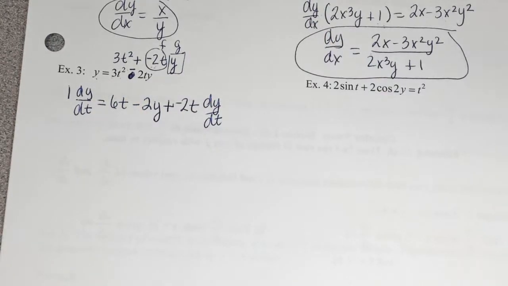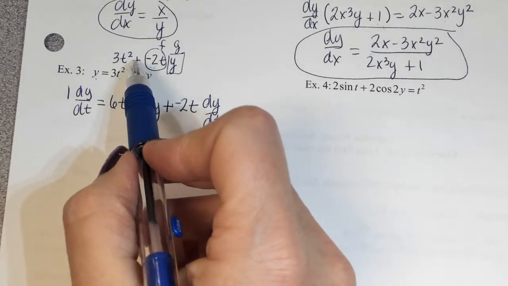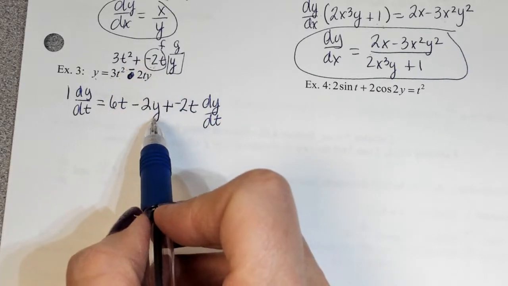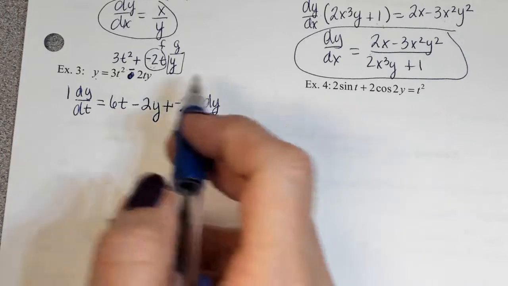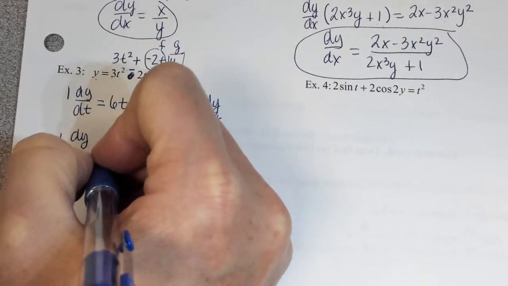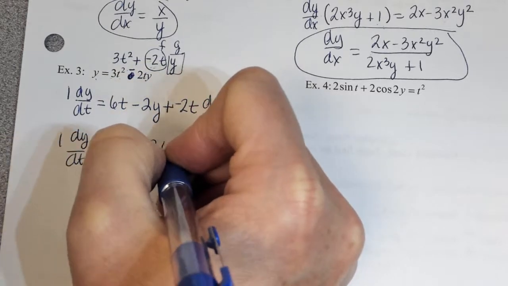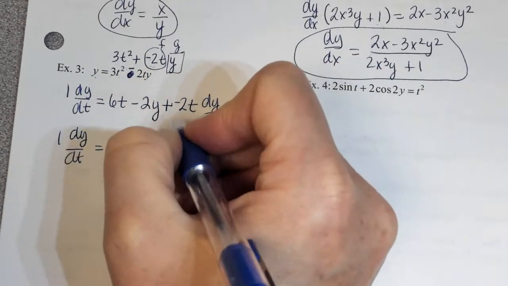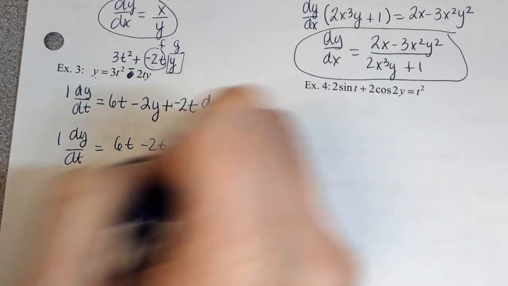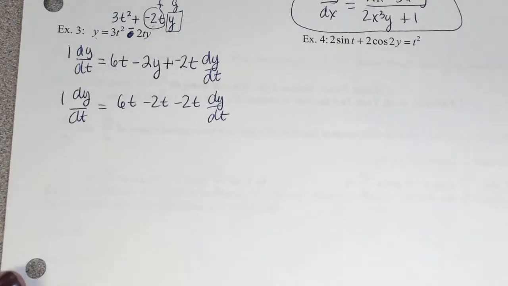When you start doing this on your own and you have trouble, it's probably because you forgot your dy dt or because you forgot to put plus a negative. This will help. All right, so now I'm going to simplify all of this. So I've got 1 dy dt equals 6t minus 2y. I'll just change plus and negative as a minus. Really didn't need to write that again, but nothing to really simplify.